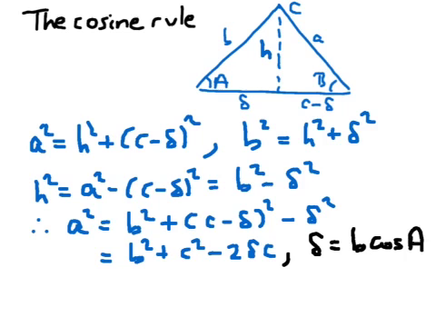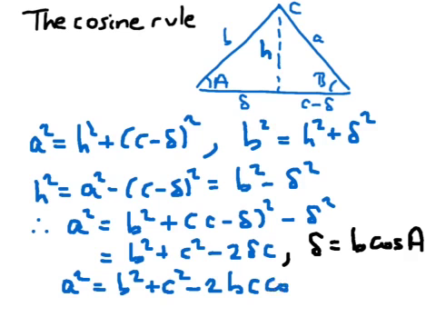So therefore, what we have is that A squared is B squared plus C squared minus 2, and then delta is B times the cosine of A times the C, so let's put the C first, times the cosine of capital A. And that we recognise as being the cosine rule.